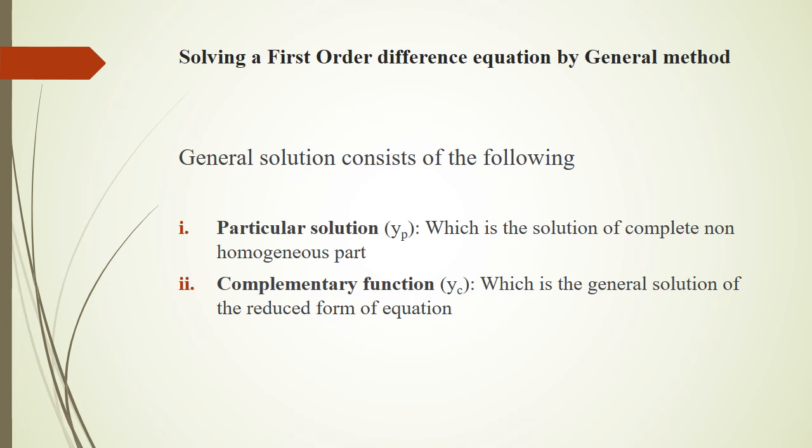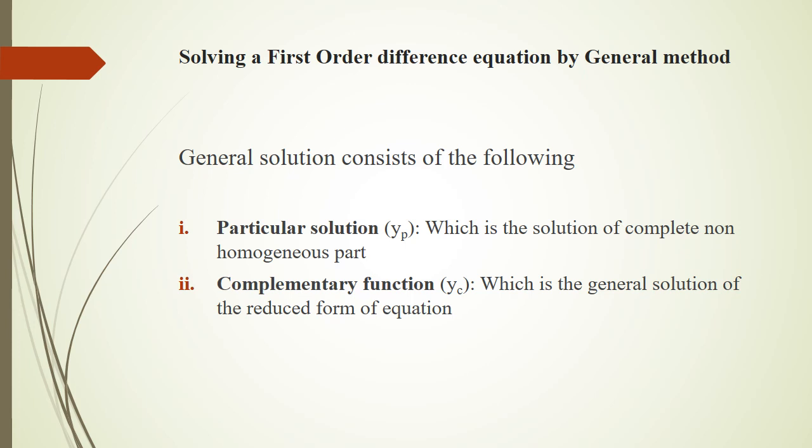Now we will go to the second method of solving a first order difference equation, that is the general method or general solution. General solution consists of the particular solution and the complementary function. These two points were also discussed in the solution of differential equations, and we used the symbols yp for particular solution and yc for complementary function. So what is the particular solution? Once again I am repeating it.